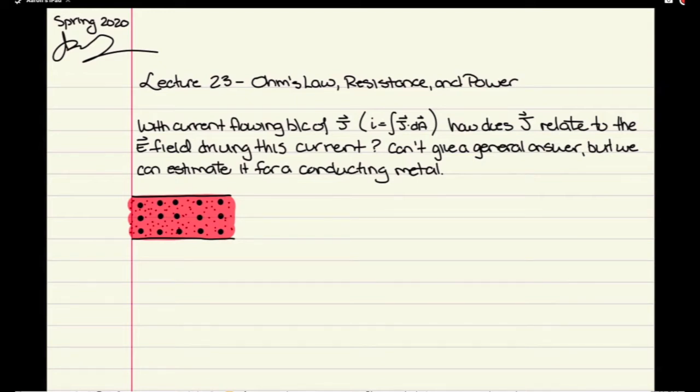And we qualitatively argued that this J, this current density, must arise because of some electric field that exists. It'd be nice to know the relationship between the current density and this existing electric field that is driving current. Now, this is a more complicated question that we can't give a general answer to, but we can at least estimate it for a conducting metal. And in doing so, we'll see that there's a relationship between J and E that a lot of different metals and materials obey, at least in typical everyday limits.